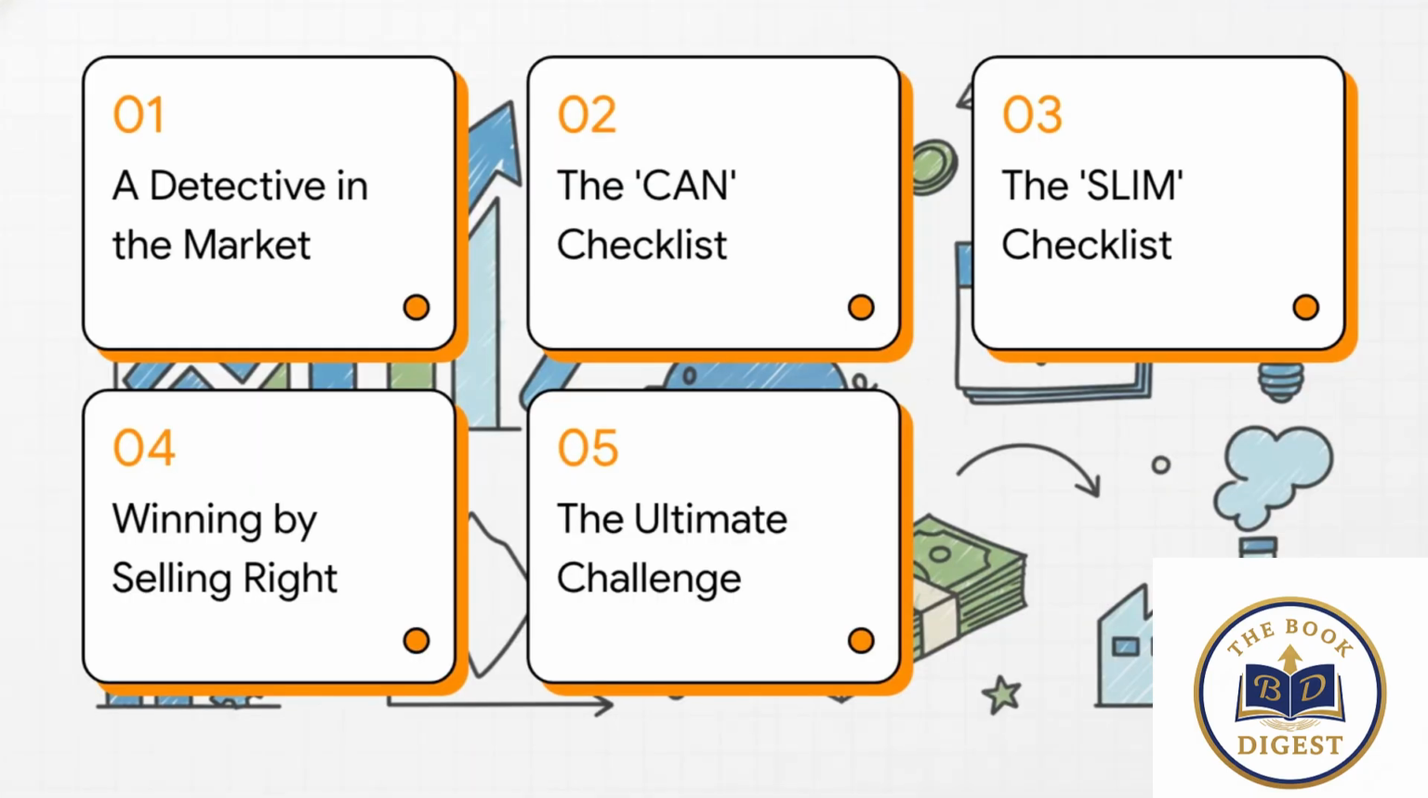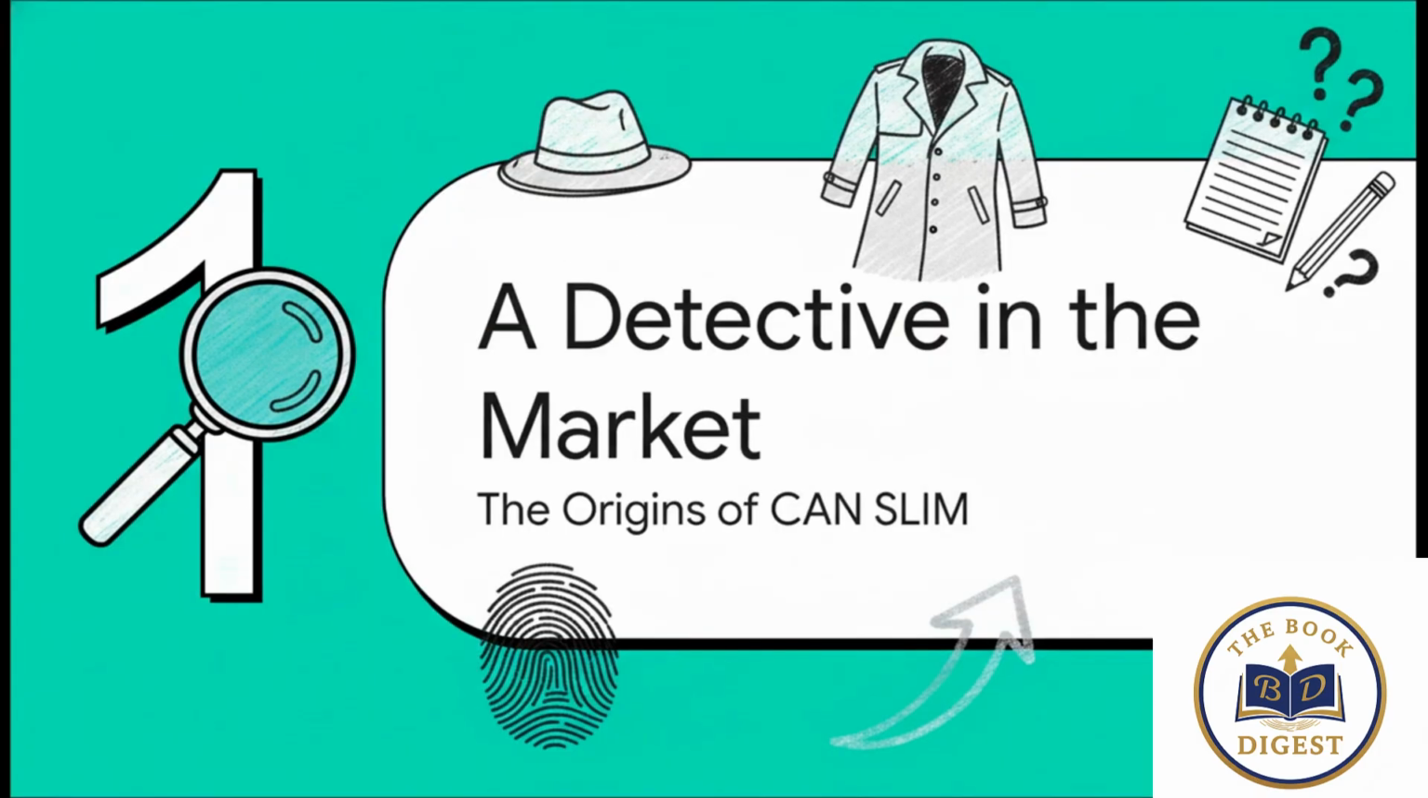So here's what we're going to cover in this breakdown of William O'Neill's legendary CAN-SLIM system. We'll kick things off with where this whole idea came from. Then we'll get into the nitty-gritty of the CAN checklist, followed by the SLIM checklist. After that, we'll talk about his super strict but super important selling rules. And finally, we'll wrap up with the biggest challenge of all. All right, let's start at the beginning.